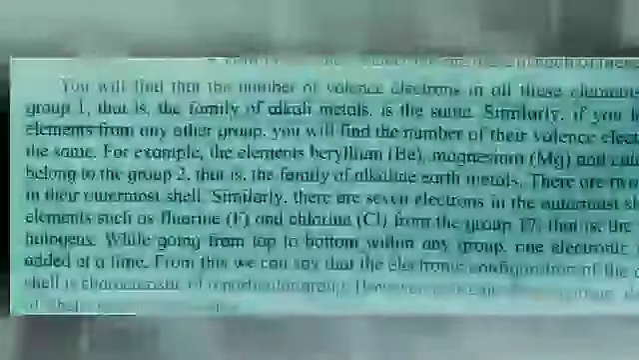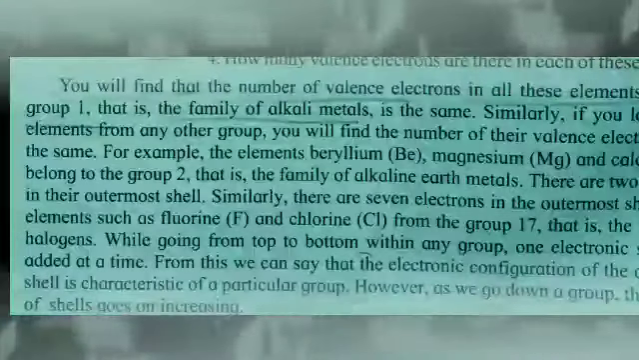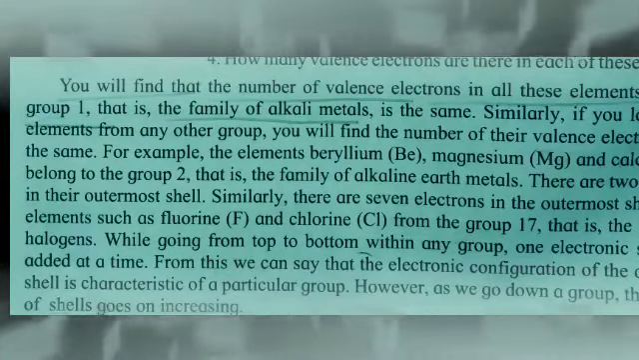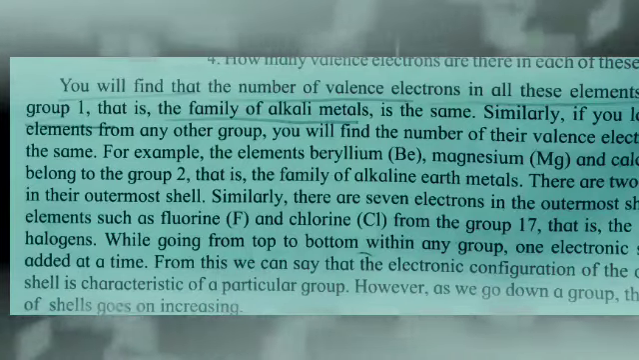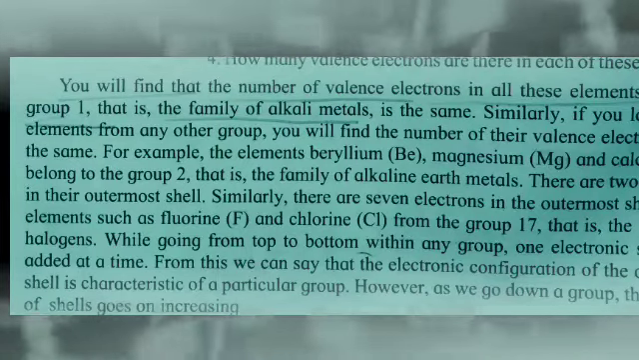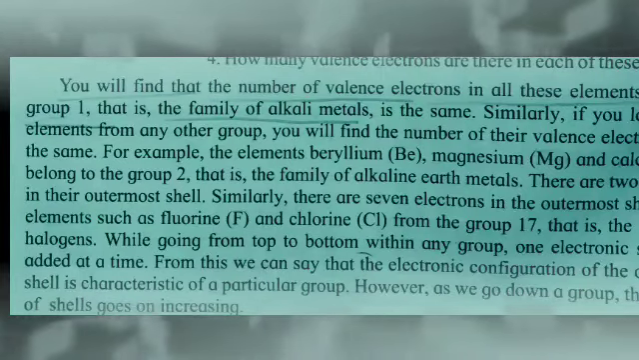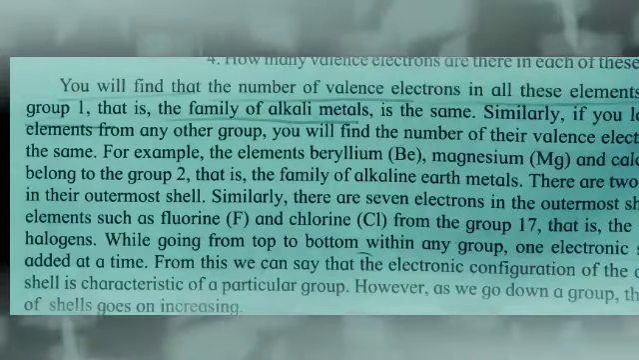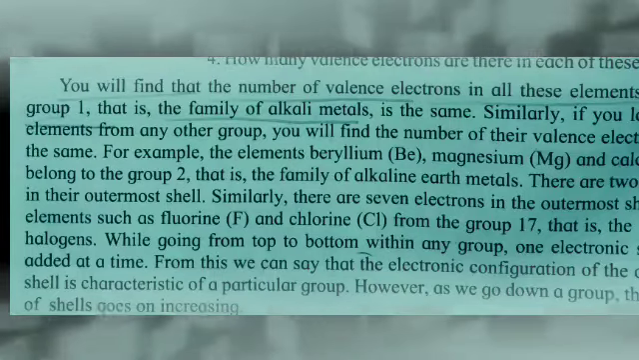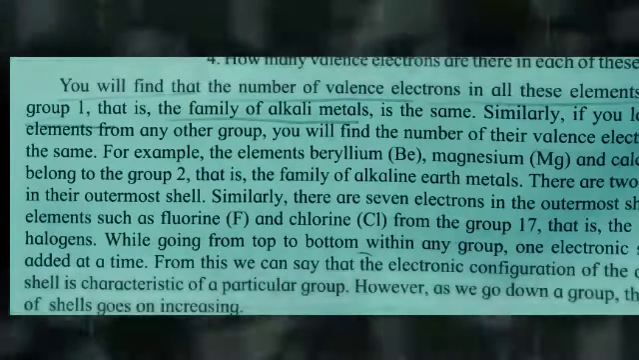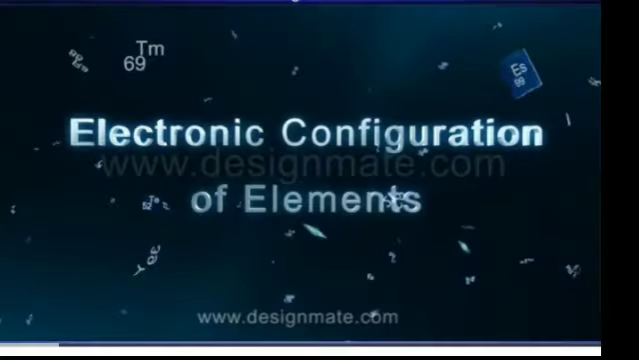For example, the elements beryllium, magnesium and calcium belong to group 2. Group 2 means the alkaline earth metals. There are 2 electrons in their outermost shell. Similarly, there are 7 electrons in the outermost shell of elements such as fluorine and chlorine from group 17, that is the family of halogens. While going from top to bottom within any group, one electronic shell gets added at a time. Periods and electronic configuration. The number of valence electrons is different in these elements.